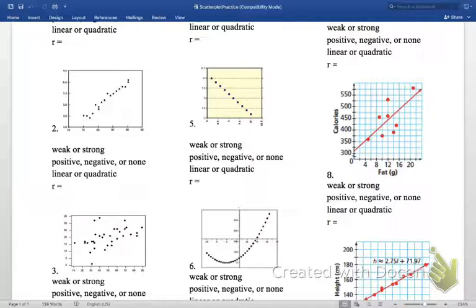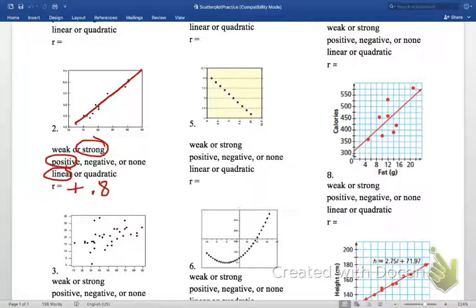Number 2, we need to come in and draw that line through our data. It is linear, right? It is a positive slope, so we know R is positive. And this one is also strong. So again, anything above 0.75. So it's somewhere around 0.8. You could put 0.85, 0.86, whatever makes you happy.